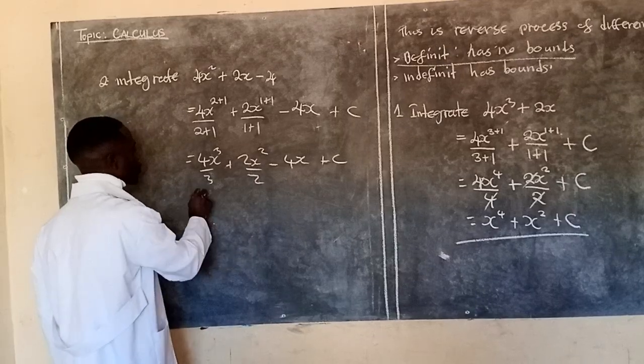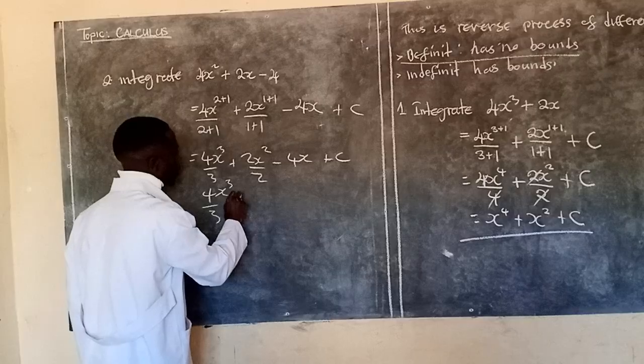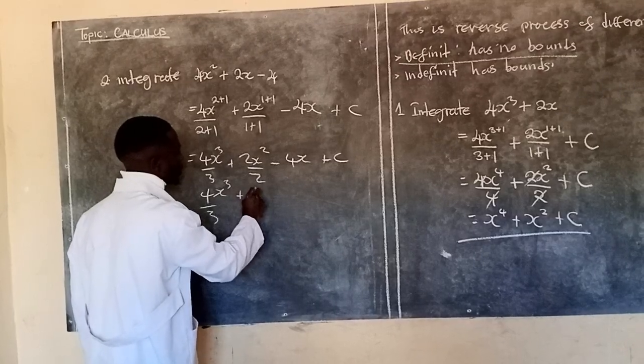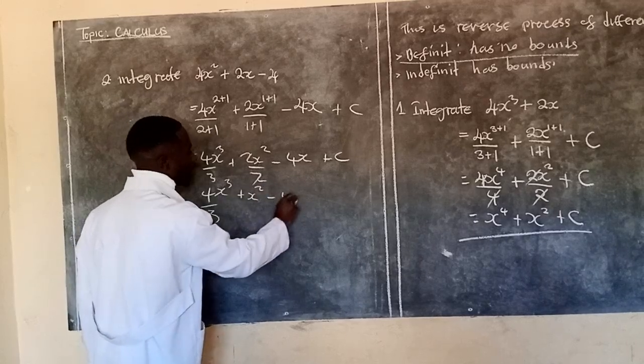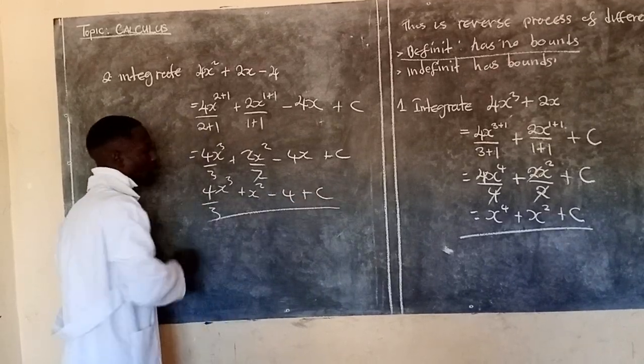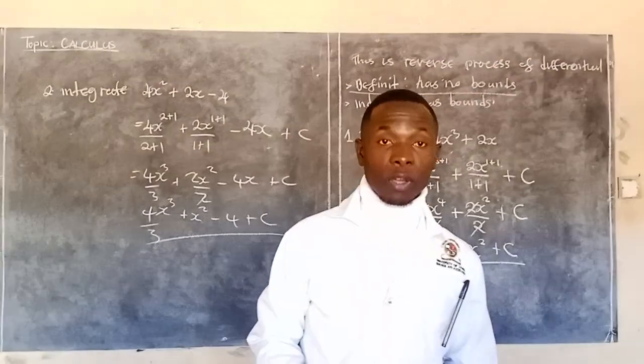Then this 2 can go into this 2, so we have 4 over 3 x cubed, plus x squared, this is the 1, and this is the x that we remain with, minus 4x plus c. And here we are done. This is about differential calculus.